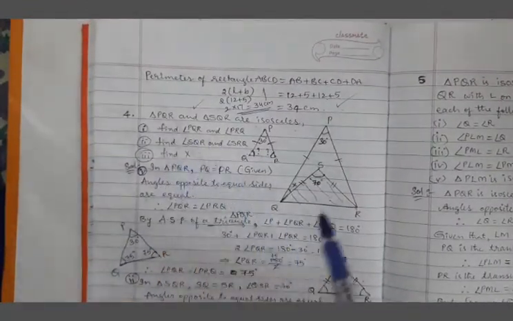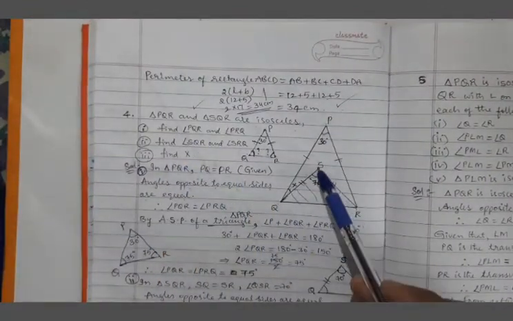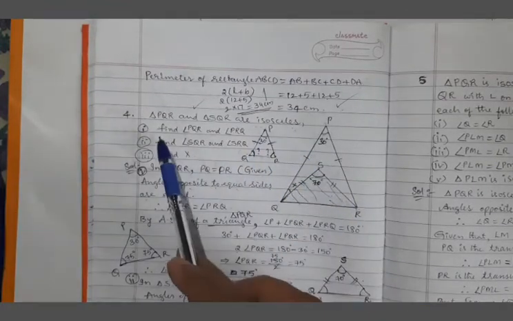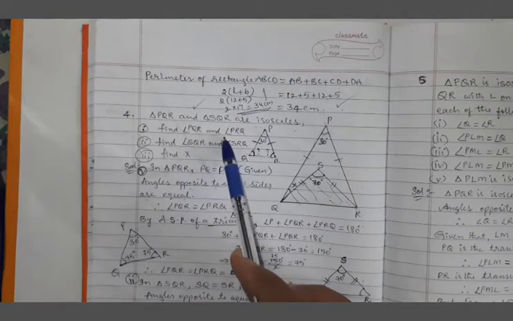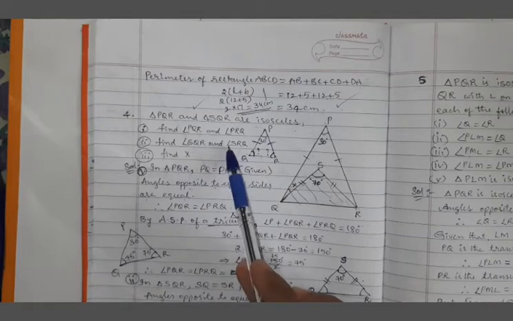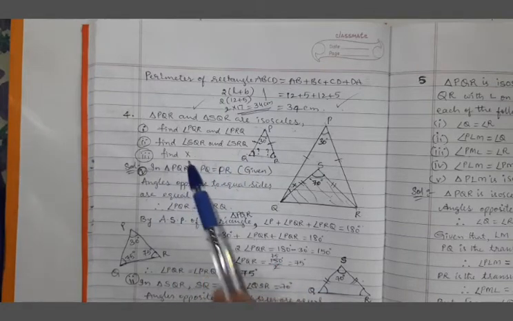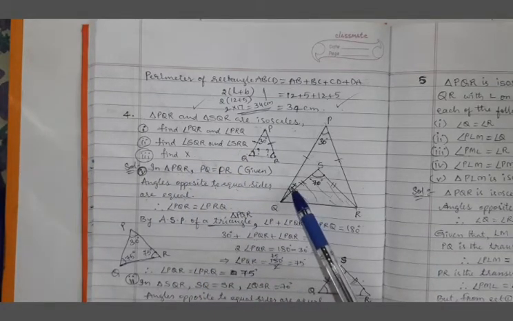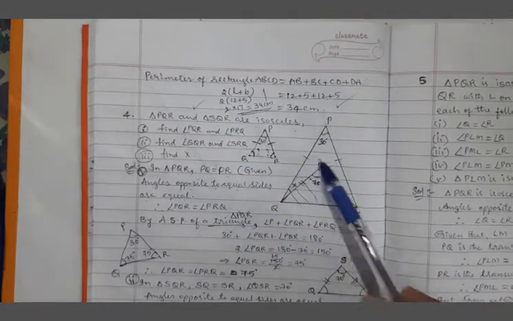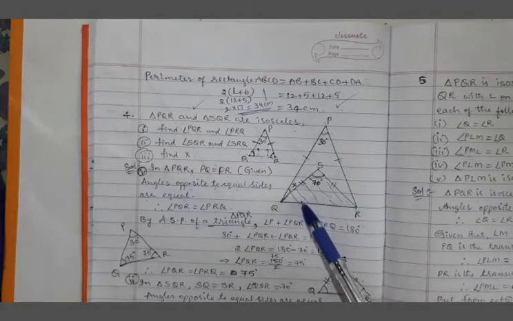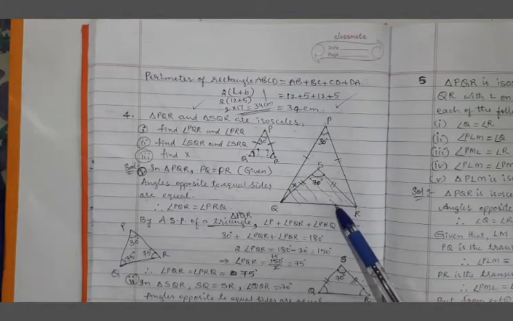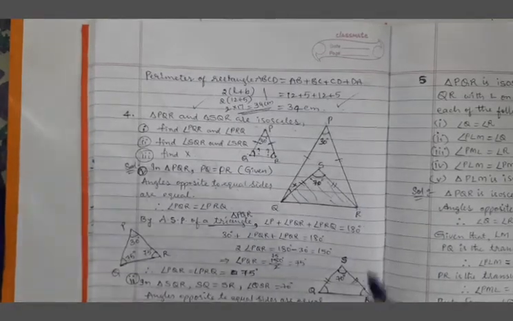Triangle PQR and triangle SQR are isosceles triangles. Then find angle PQR and angle PRQ. Find angle SQR and angle SRQ. Find X. Observe X is marked here. So PQR is isosceles. PQ is equal to PR. These two angles together are equal. Observe that carefully.